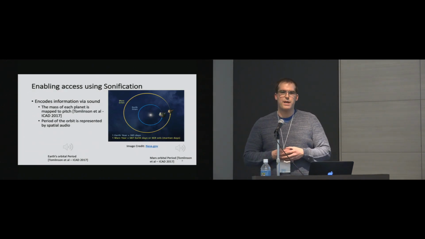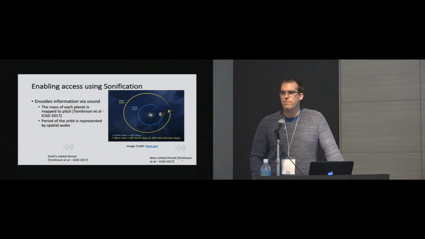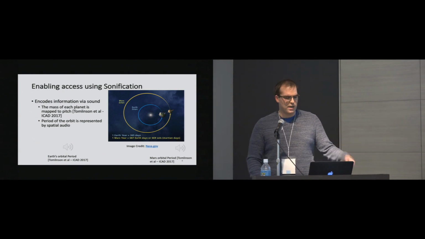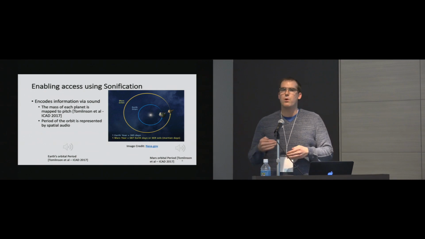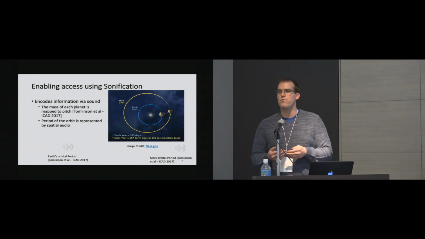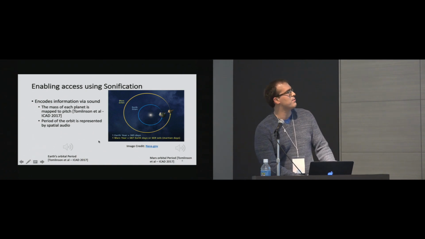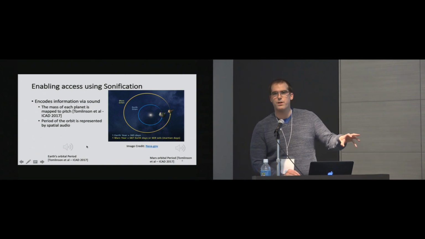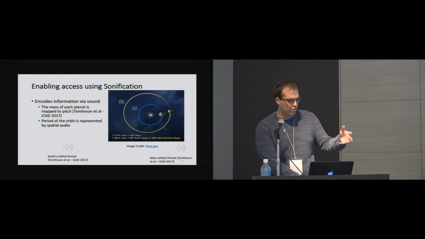Another method that we can make dynamic content accessible and spatial content accessible is through encoding information via sound. This is known as sonification, and really what it means is that we can map different types of information to pitch or tempo or tone in order to convey different relationships and compare two different objects. So here we can see a diagram which represents the Earth's orbital period as well as the Mars orbital period, and we can start to actually listen to this difference through sonification.